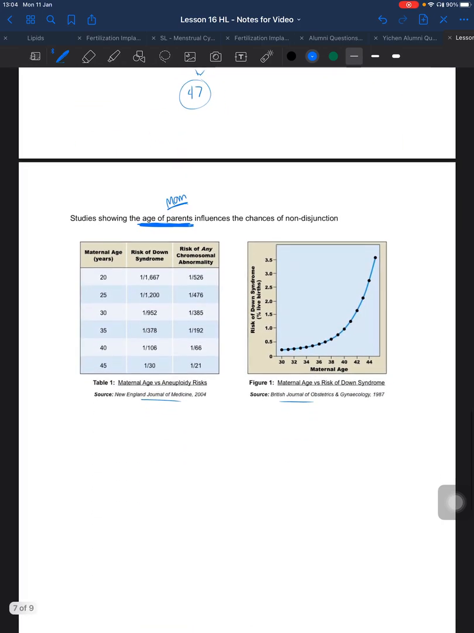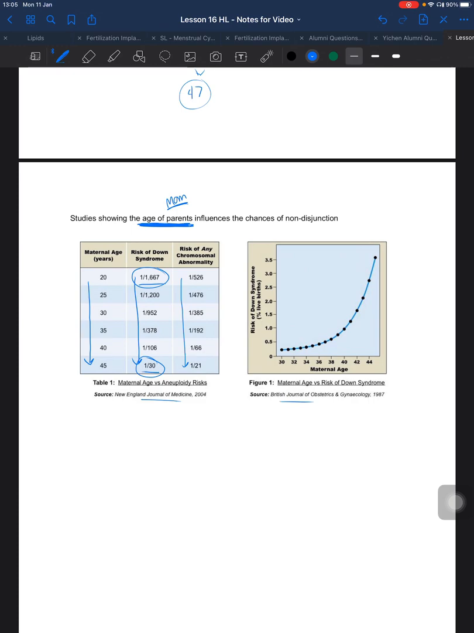So if you look at the table here, as age increases, the risk of Down syndrome increases also, right? So one per every 30 births versus one per 1,667 births, right? You're more likely here to have a child with Down syndrome than you are here. The risk of any chromosomal abnormality increases as the mother ages, right?